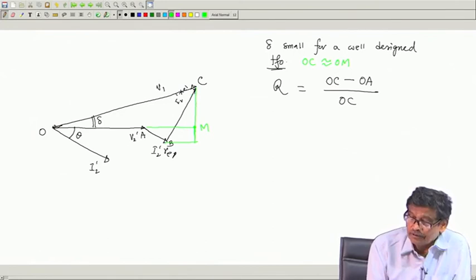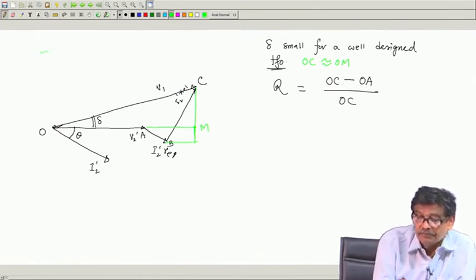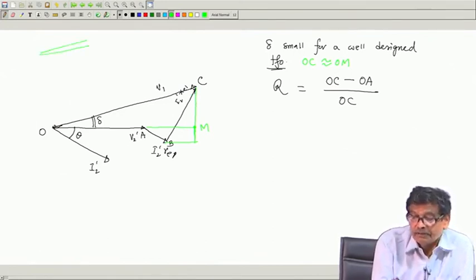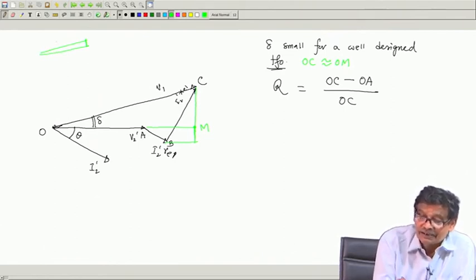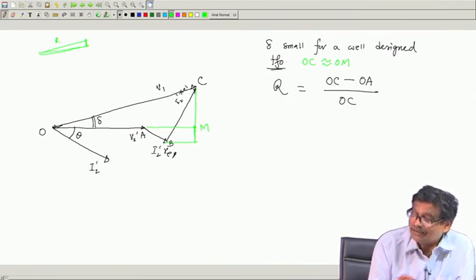Because delta is small, if the angle is small, this arc and this radius, these two lengths are almost equal. r d theta is equal to d s, this length.